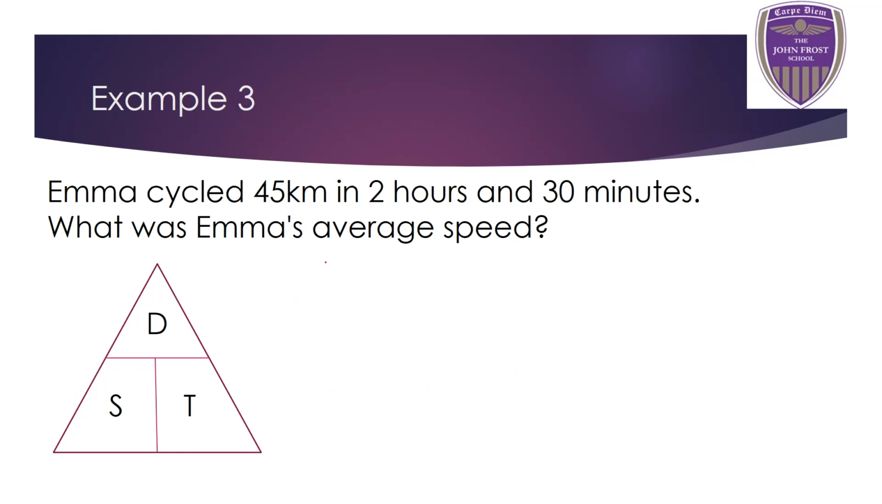Example 3 then, and this is going to test some of your numeracy skills. So Emma cycled 45 kilometers in 2 hours and 30 minutes. What was Emma's average speed? So we know that now speed here is distance over time. And we know that the distance she cycled is 45 kilometers.